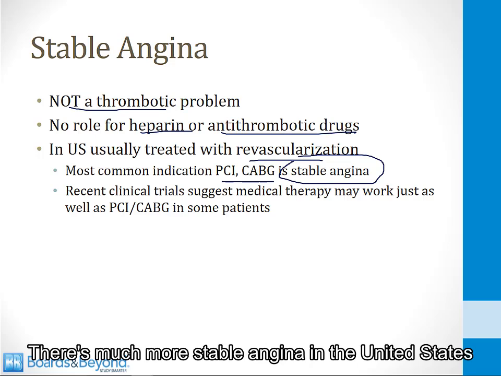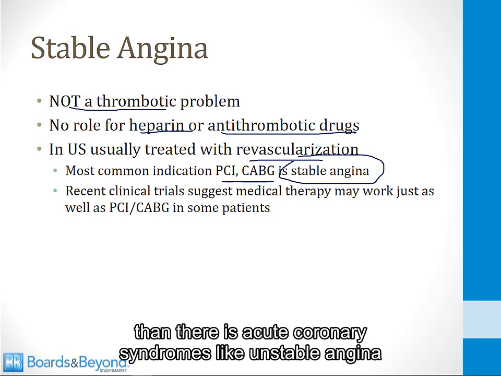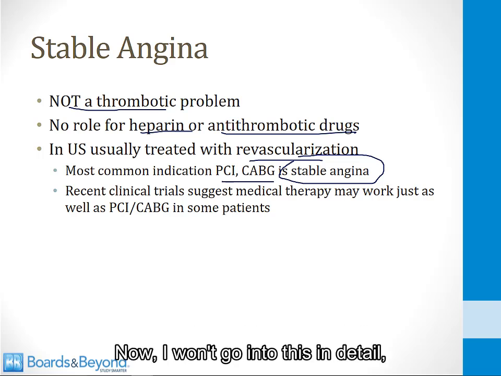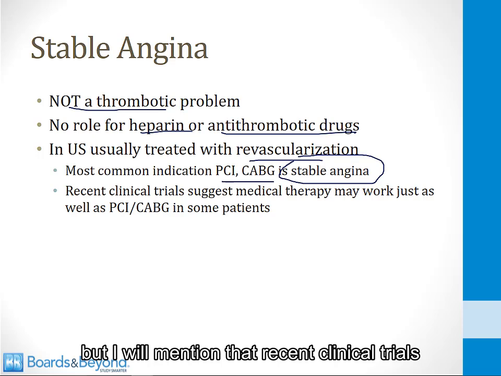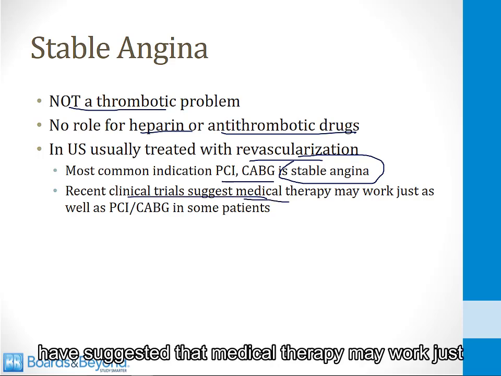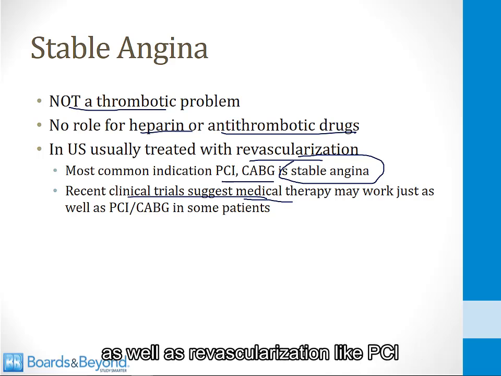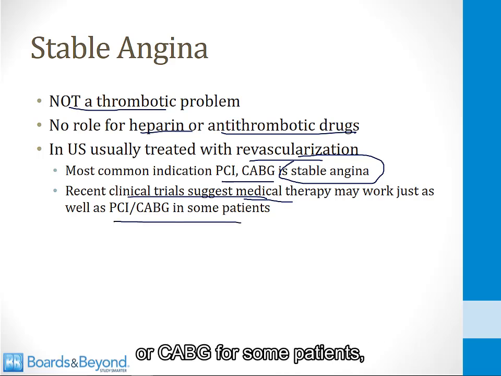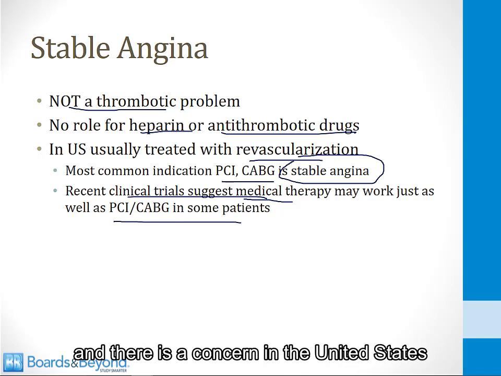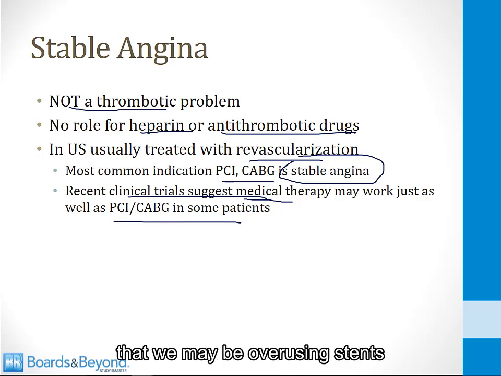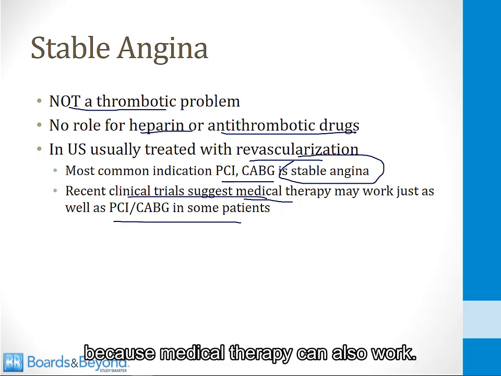There's much more stable angina in the United States than there is acute coronary syndromes like unstable angina and myocardial infarction. Now, I won't go into this in detail, but I will mention that recent clinical trials have suggested that medical therapy may work just as well as revascularization like PCI or CABG for some patients, and there is a concern in the United States that we may be overusing stents because medical therapy can also work.